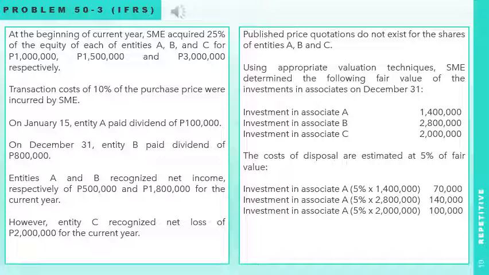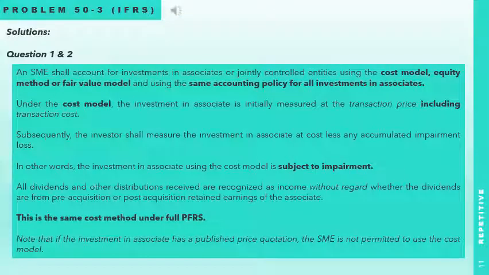So, when it comes to investment in associates, an SME shall account for investments in associates or jointly controlled entities using the cost model, equity method, or fair value model, and using the same accounting policy for all investments in associates. Since ang hinahanap natin is a carrying amount of investments in associates under cost model, the investment in associate is initially measured at the transaction price including transaction cost. Subsequently, the investor shall measure the investment in associate at cost less any accumulated impairment loss. In other words, the investment in associate using the cost model is subject to impairment. So, proceed po tayo sa solution.